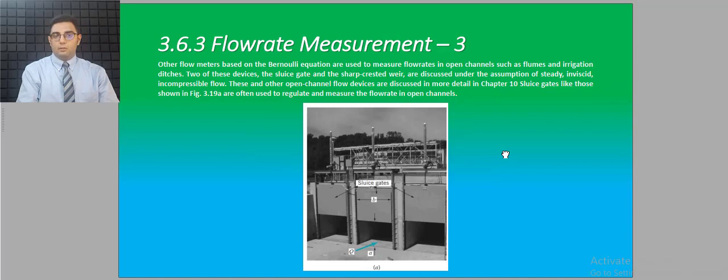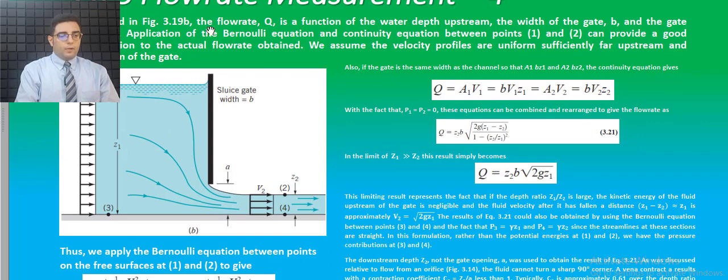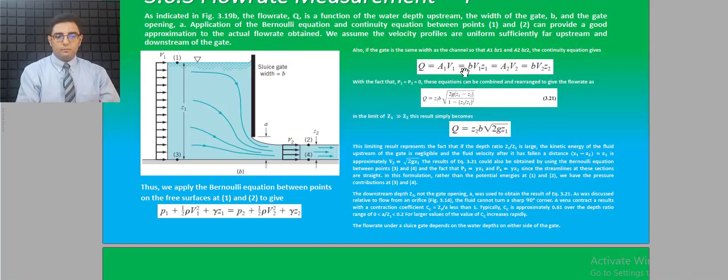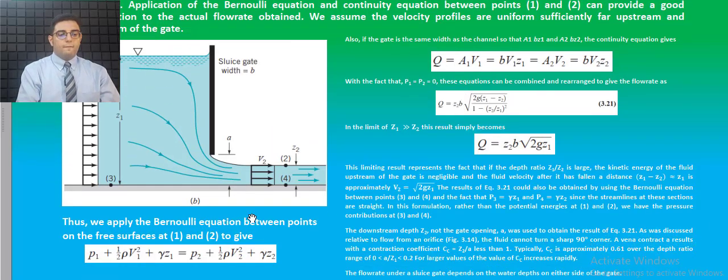of the Bernoulli equation. As you see here, the flow rate Q is a function of water depth, which is Z1, width of the gate, which is B, and the gate opening A. If we apply the continuity equation, we can have it as this. First of all, before taking this step, we have to take the considerations between point 1 and 2 by applying the Bernoulli equation.